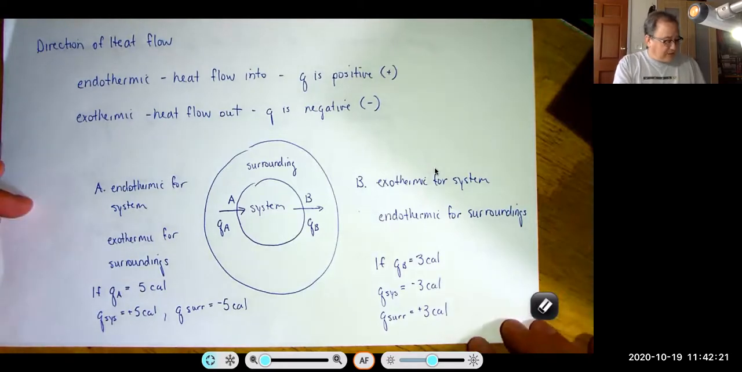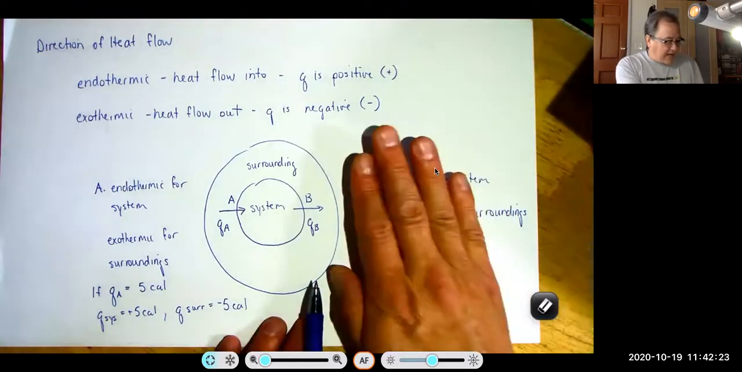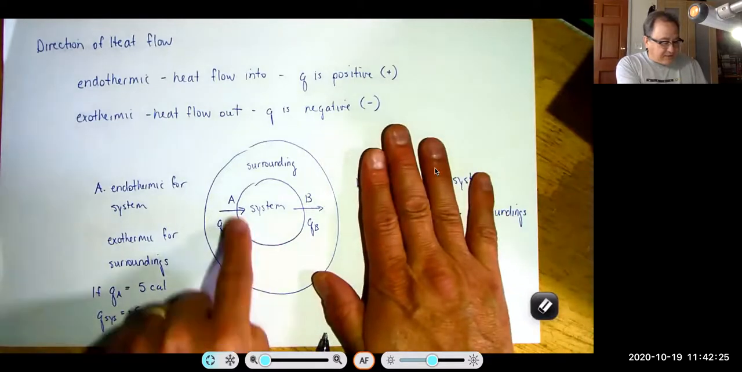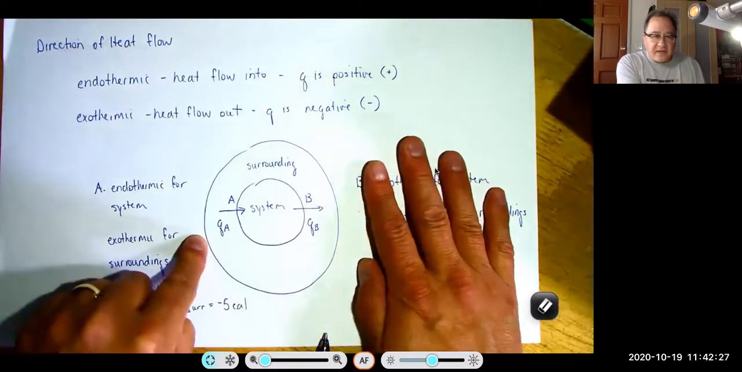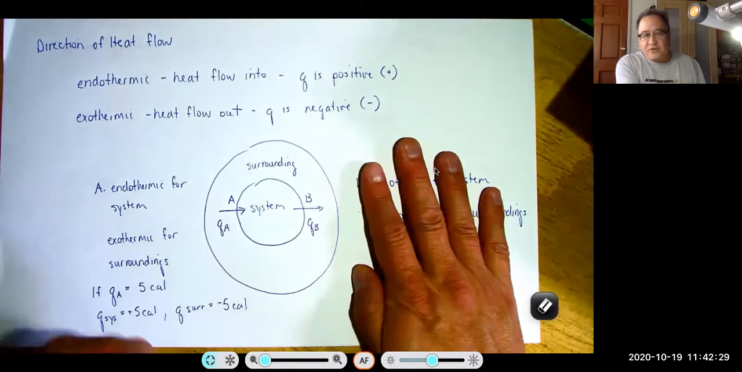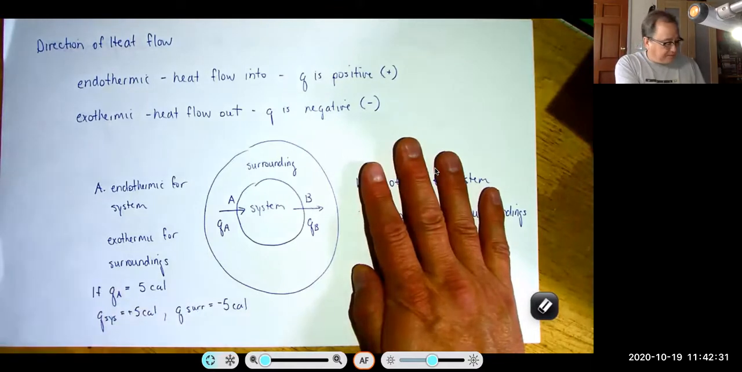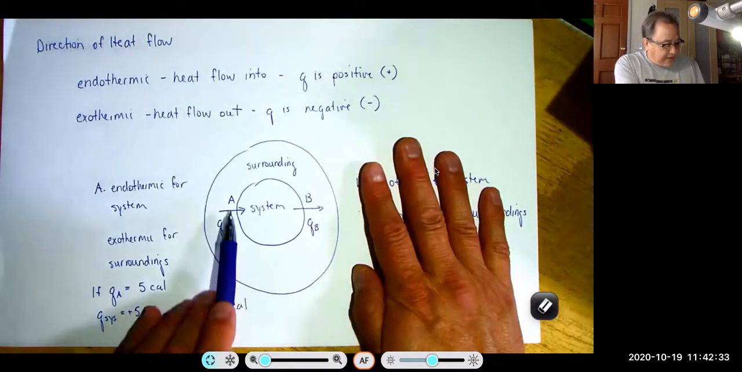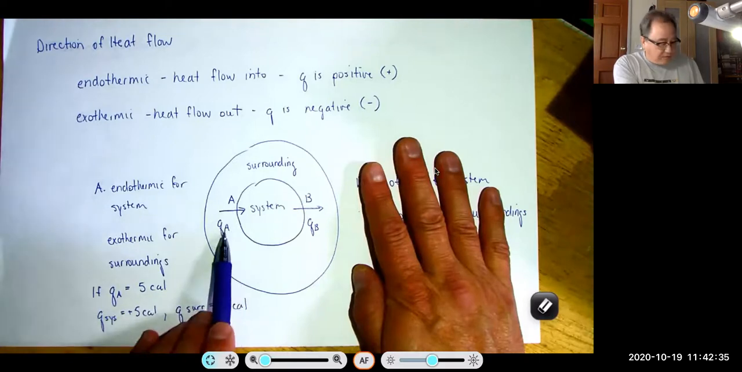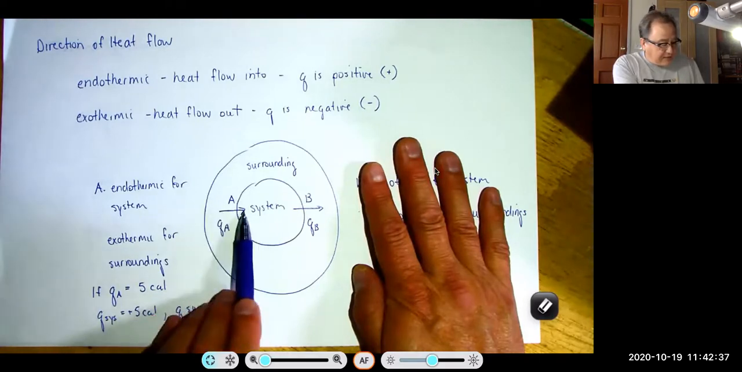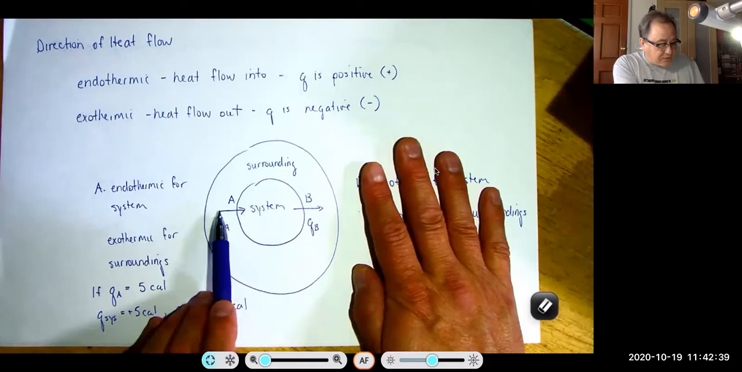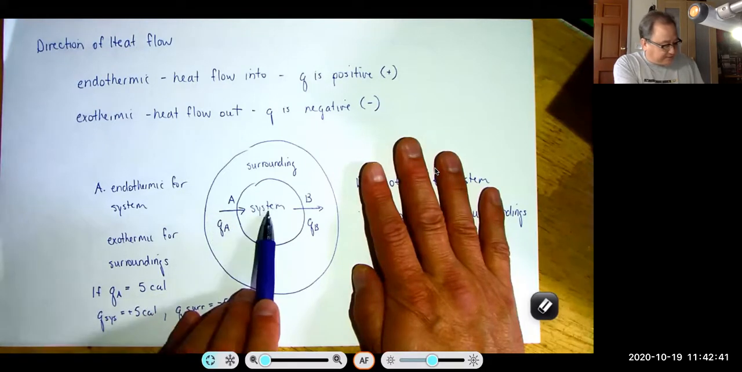Now, let's take a look here just at A. So here's the system and here's the surroundings. This is a common cartoon drawn where the surroundings, of course, surround the system. And look at event A here where you have Q of A, the heat for event A. So you can see that heat is leaving the surroundings and going into the system.